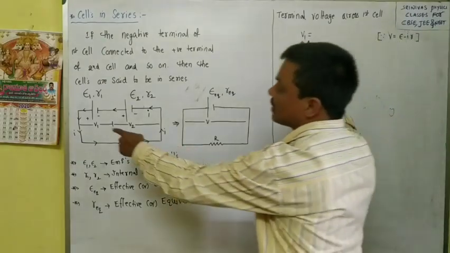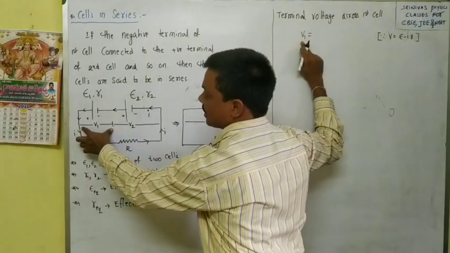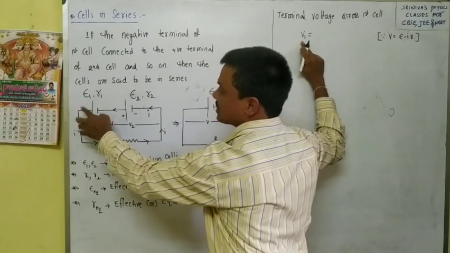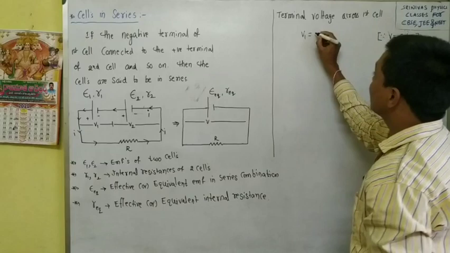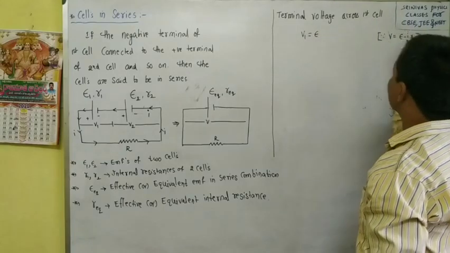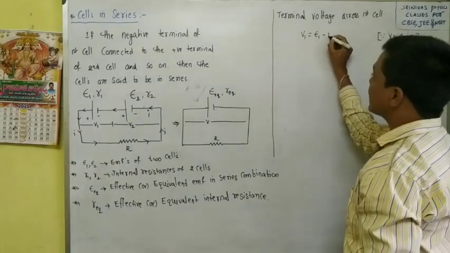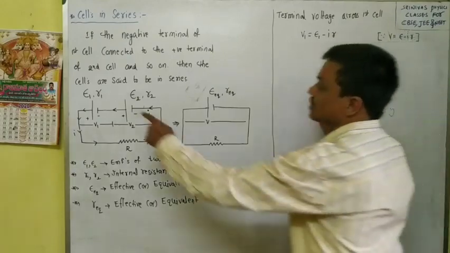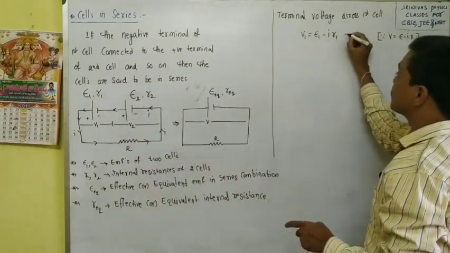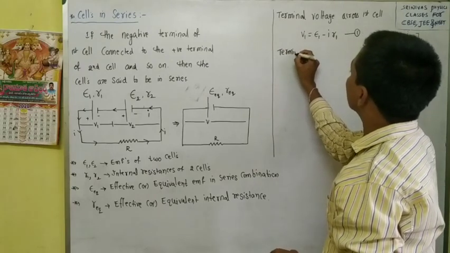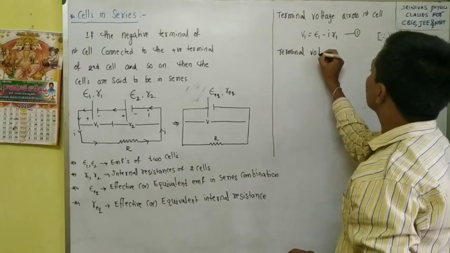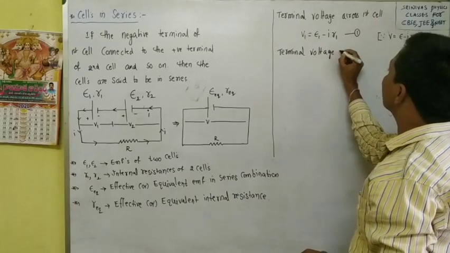Here V1 is the terminal voltage across the first cell, that is equal to E1 minus I R1. The current in this series combination is the same, that is I. So V1 equals E1 minus I R1, where R1 is the internal resistance of the first cell. This is equation 1.